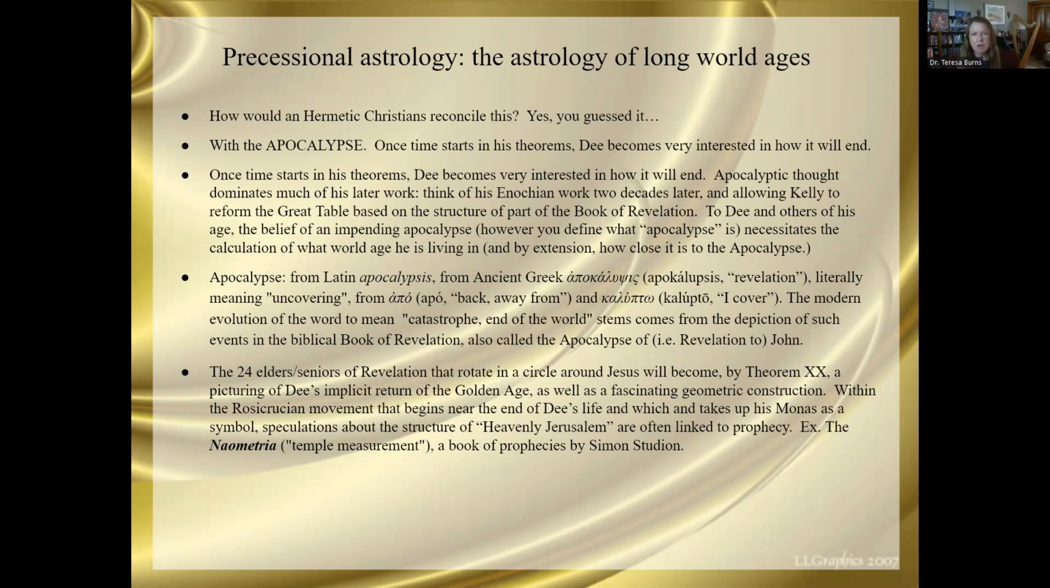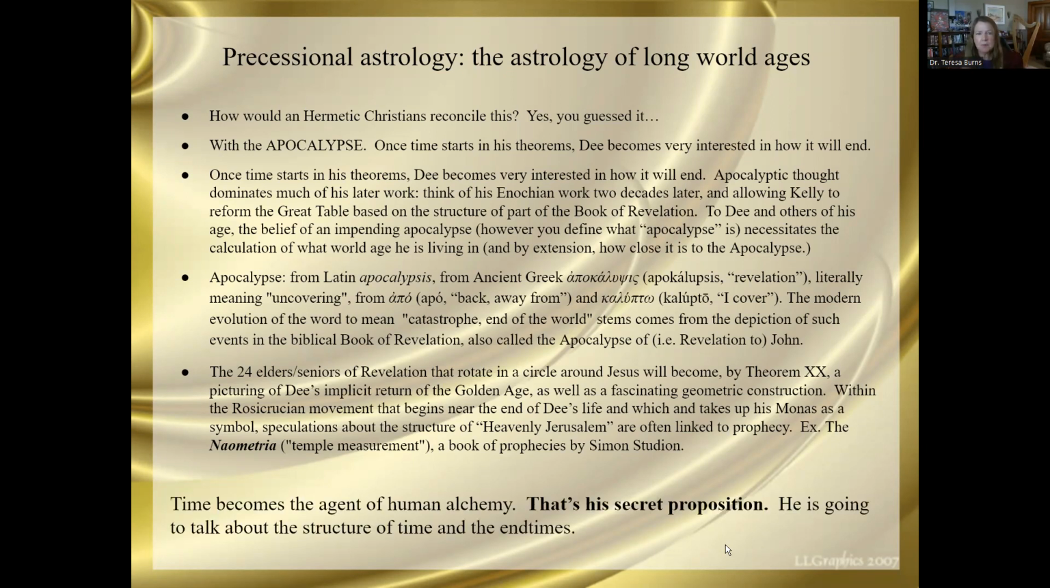Within the Rosicrucian movement that begins near the end of Dee's life, and which frequently uses his monad glyph, like in the Chemical Wedding of Christian Rosenkreutz, among others, you get a lot of speculations about the construction of heavenly Jerusalem linked to prophecy. A famous example of this is Simon Studion's Naometria, the temple measurement. I tried to read it. My advice would just be don't. But the fact is that someone can dive into this subject and go into it for like 1,000 pages.